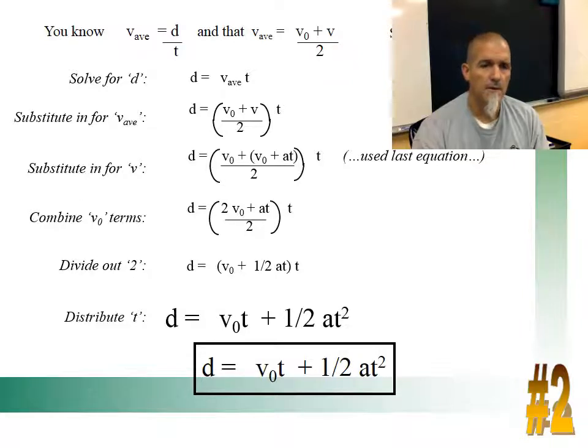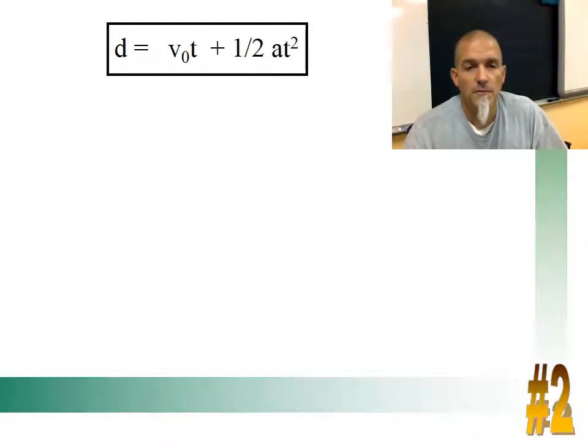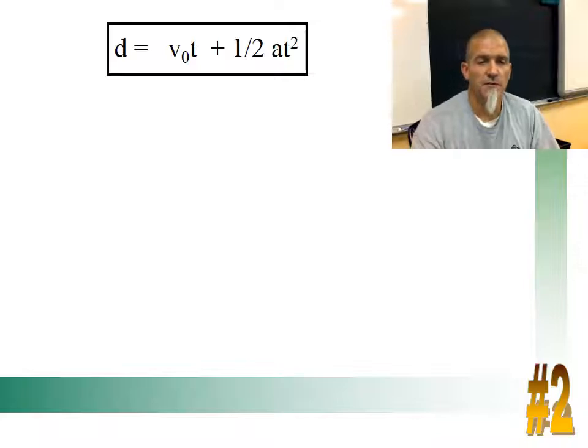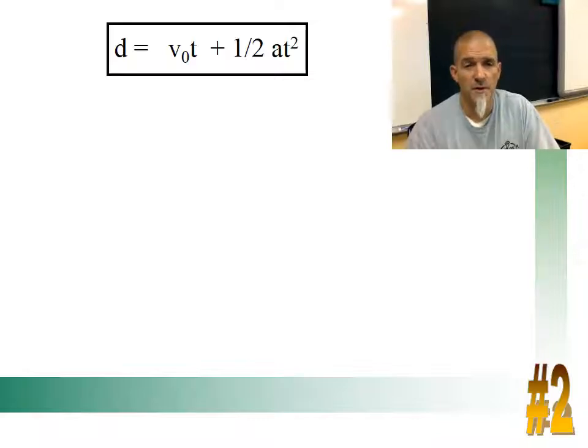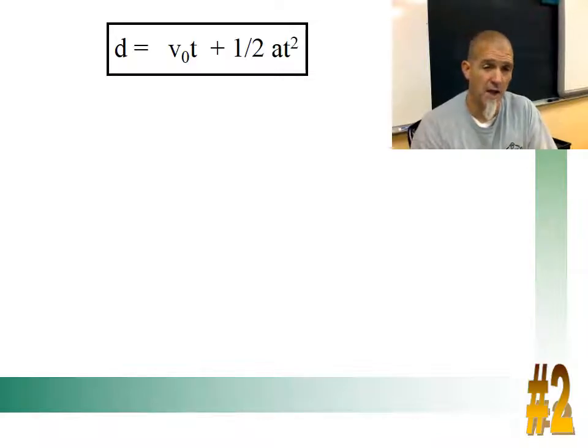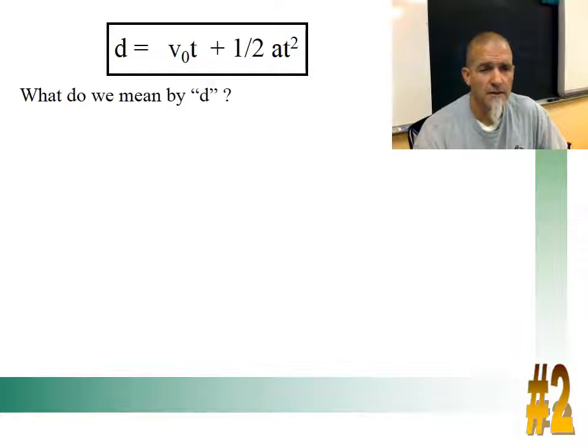Now, so here's our equation 2. d equals v0t plus 1/2 at squared. However, this equation does not appear on your AP equation page in this form. We have the same equation in a different form. It doesn't quite look like this. And so let's talk about what it looks like and maybe why there's a difference.